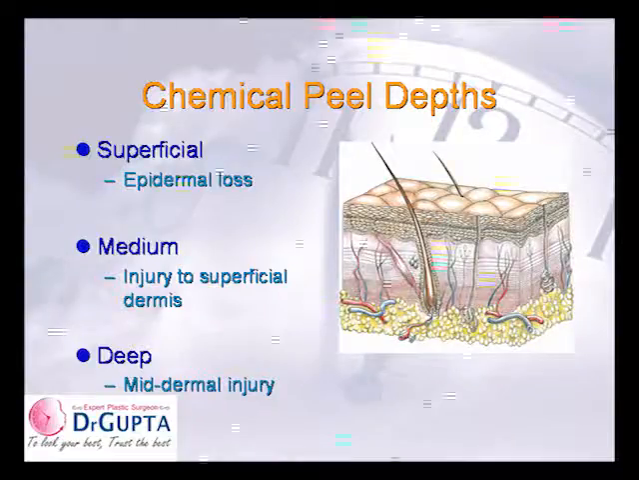And then deep peels go completely through the epidermis and into the middle layer of the dermis, which is where some of the pigment containing cells are, and this is why we can sometimes see changes in pigment with the deep peels.